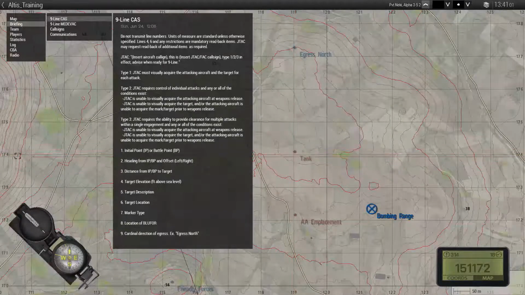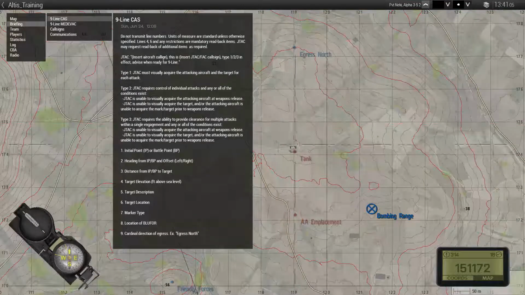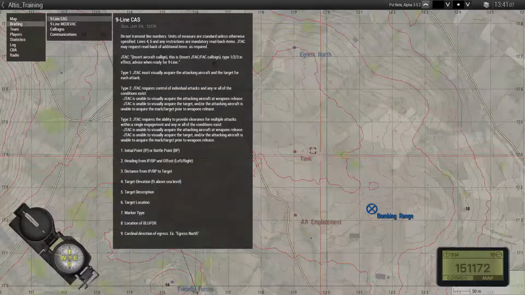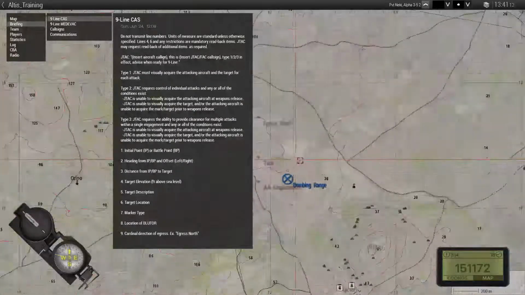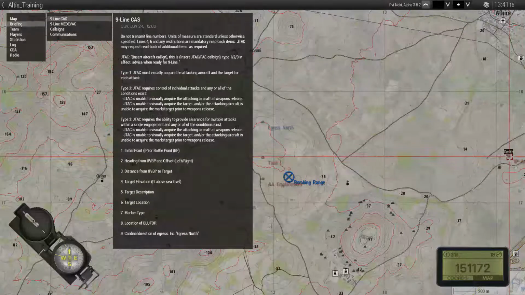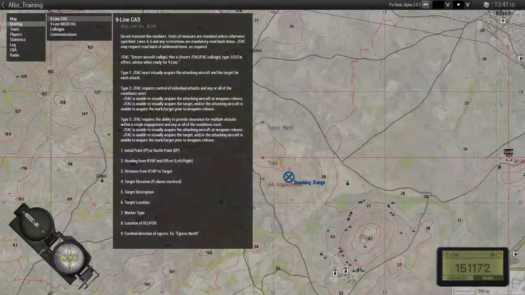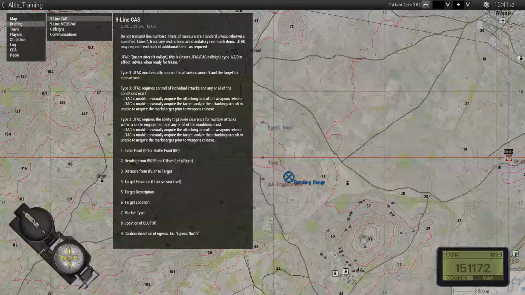Marker type is going to be however you're designating that target. So with smoke, laser, which can either be with the laser designator or just the laser on your weapon if it's got enough range, IR grenade, or you can do what's called a talk-on, where you're basically just going to use landmarks to guide the aircraft onto the target.